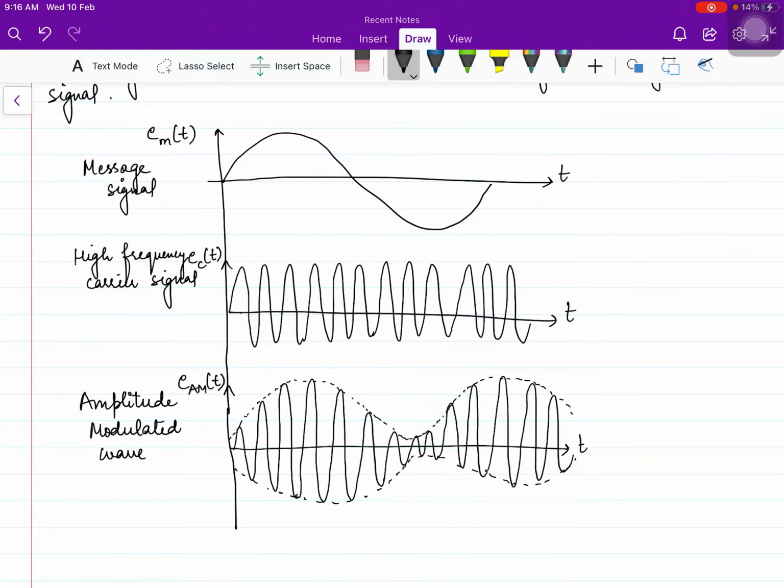I hope that you have understood up to the waveforms. Now let's derive a mathematical expression of the AM wave.